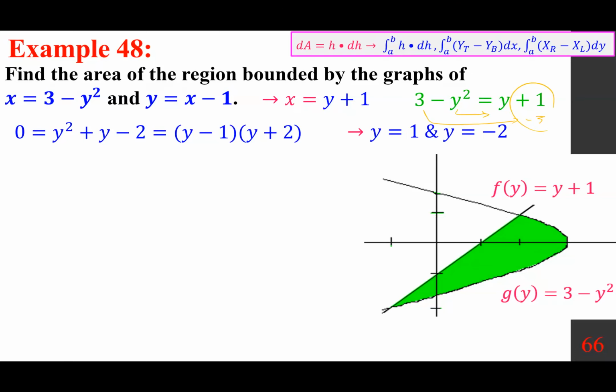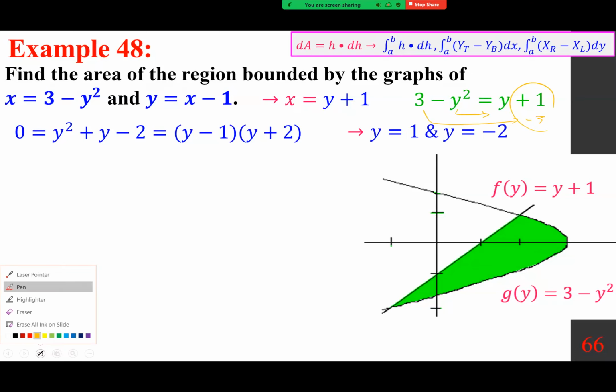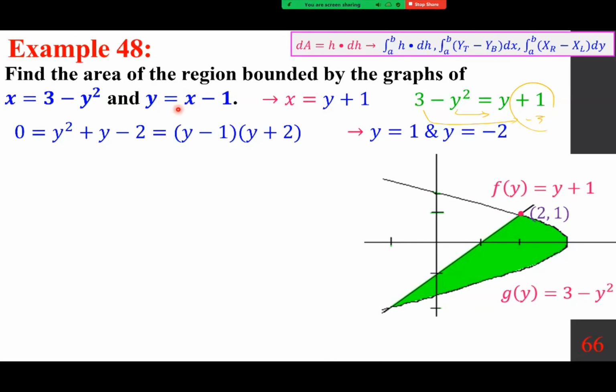But let's find the pair. Well, y is 1. So if y is 1 here, x is 2. Or you can use here. If y is 1 here, x is 2. So you want to make sure you check and recheck. So this point has 2 comma 1.